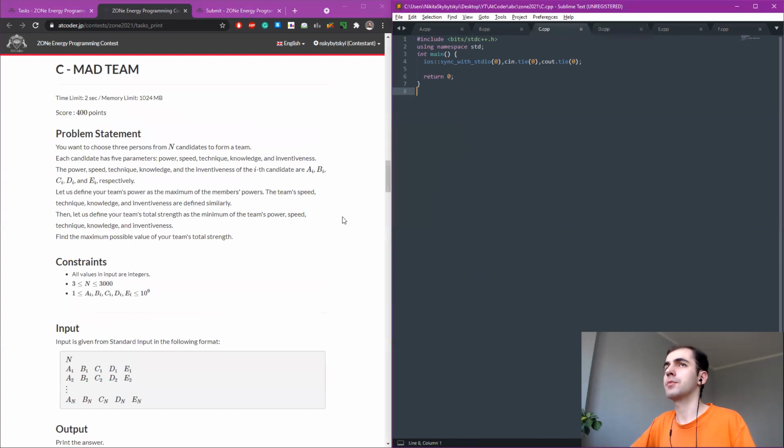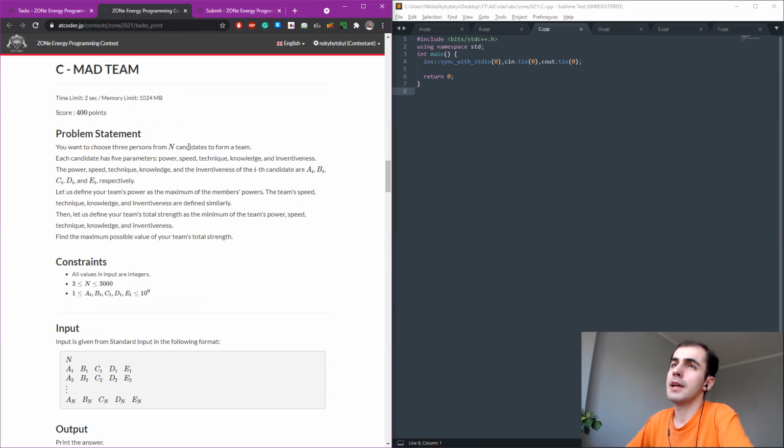Yeah, let's get back to problem C. We want to choose three people from n candidates to form a team. Each candidate has 5 parameters: power, speed, technique, knowledge, and inventiveness. A_i, B_i, C_i, D_i, E_i. It defines the team's power as a maximum of members' powers. Okay, okay. Strength is the minimum of maximums.